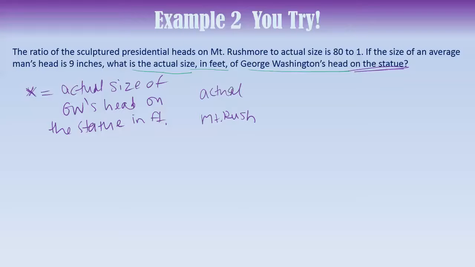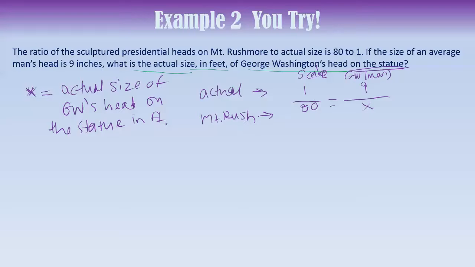Okay. And then I'm going to say we have the scale of the statue and we have George Washington, the man. So here is my proportion. The scale of the statue is 1 in actual life and 80 on Mount Rushmore. Now we know George Washington's head is actually about 9 inches tall, right? That's what it says. Typical man's head is 9 inches. What we don't know is what's on the statue.